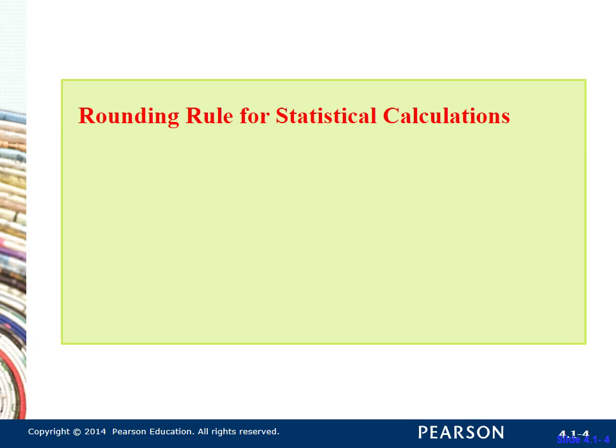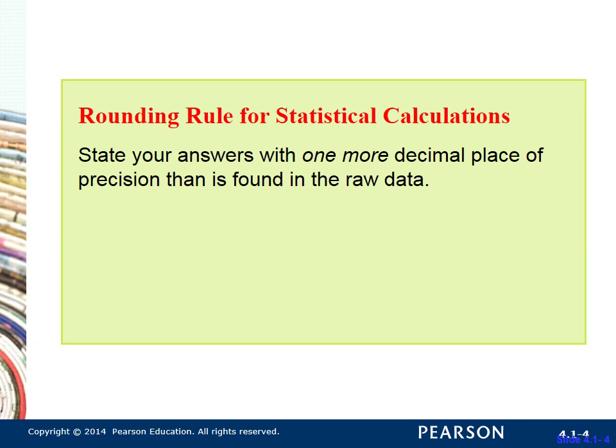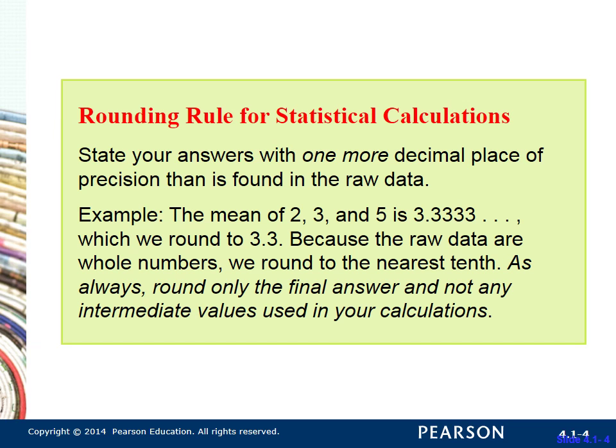All right, so now this is a very important rule for rounding, especially when you're working on MyStatLab. State your answers with one more decimal place of precision. Remember, that's one more than how many decimal places are found in the raw data. So if we are finding the mean of these whole numbers, 2, 3, 4, 5, they have no decimal place, so we would round to one decimal place, or 3.3.